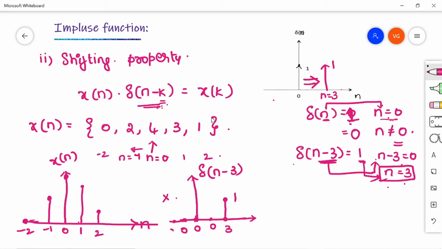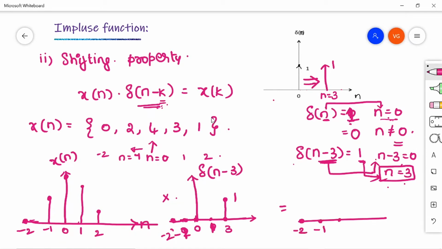Now, you just multiply. What happens? We'll see. This is minus 1, minus 2. Amplitude is 0. So, you just multiply each and every instant of x of n with each and every instant of the shifted version of your impulse function. So, at n is equal to minus 2, the amplitude of x of n is 0. Here, delta of n minus 3 also is 0 at n is equal to minus 2. So, the resultant amplitude is 0 at n is equal to minus 2.